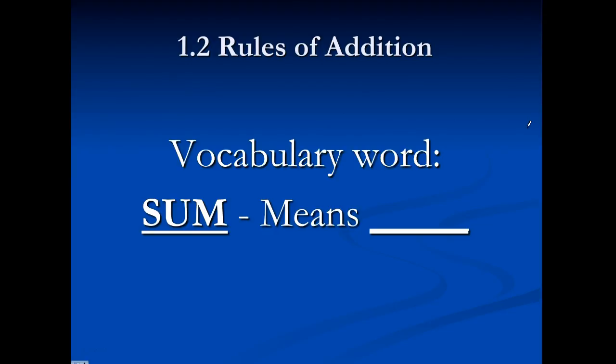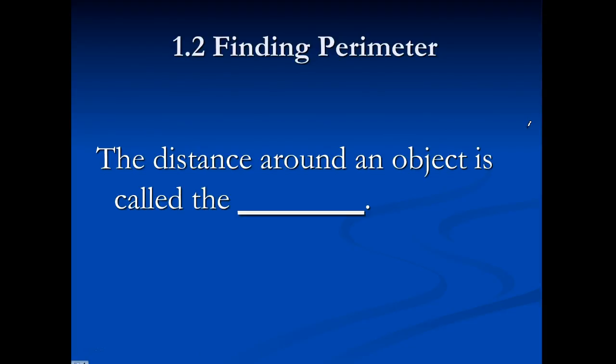The next slide is a vocabulary word that if you don't know what this means, you do need to know that when we say the word sum, that means we're going to add. It's an addition problem. If I say find the sum of these 2 numbers, that means you're supposed to add them together. And on that, our first application is finding the distance around an object. It's the first thing that you'll be applying in chapter 1. And when you find the distance around an object, we call that the perimeter. You're probably familiar with that.